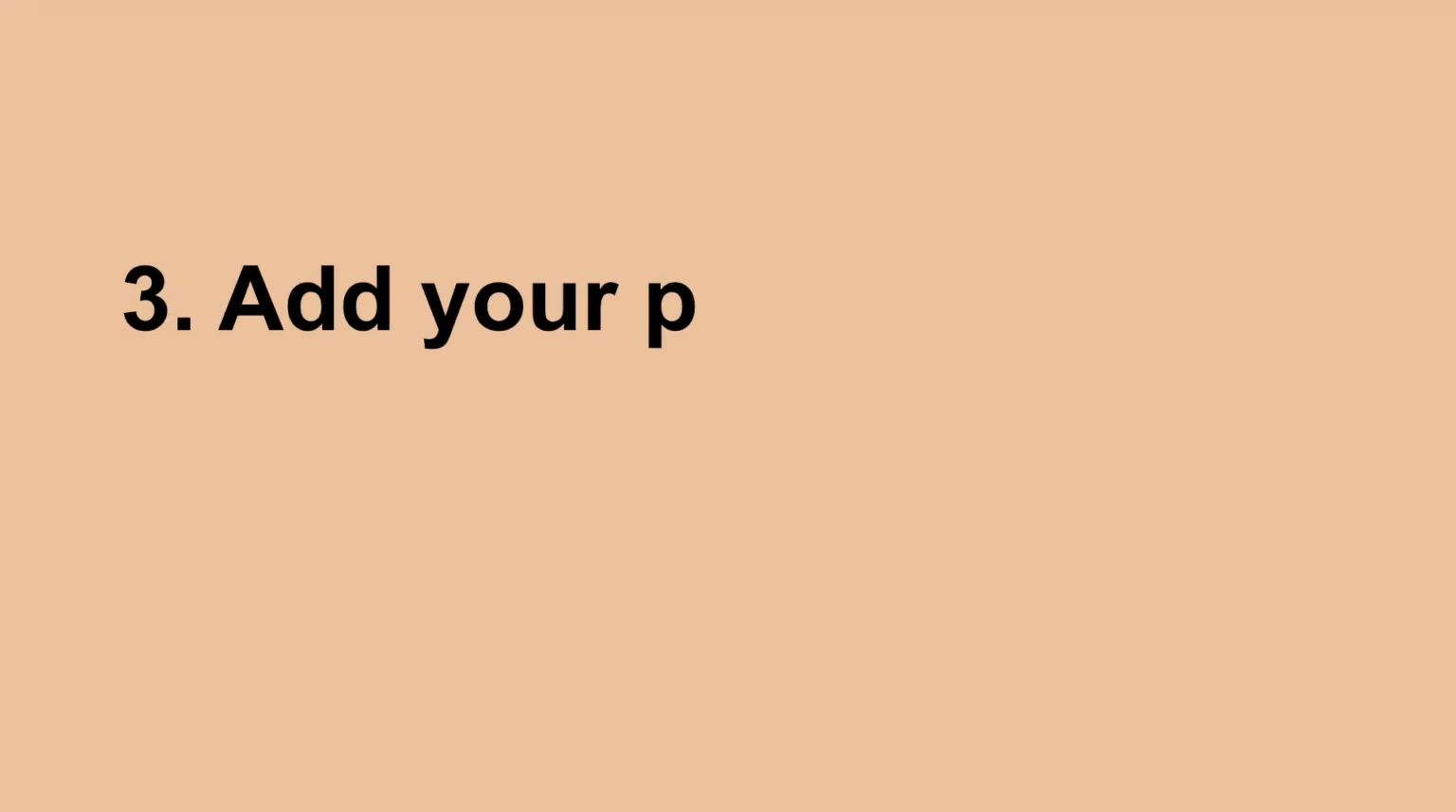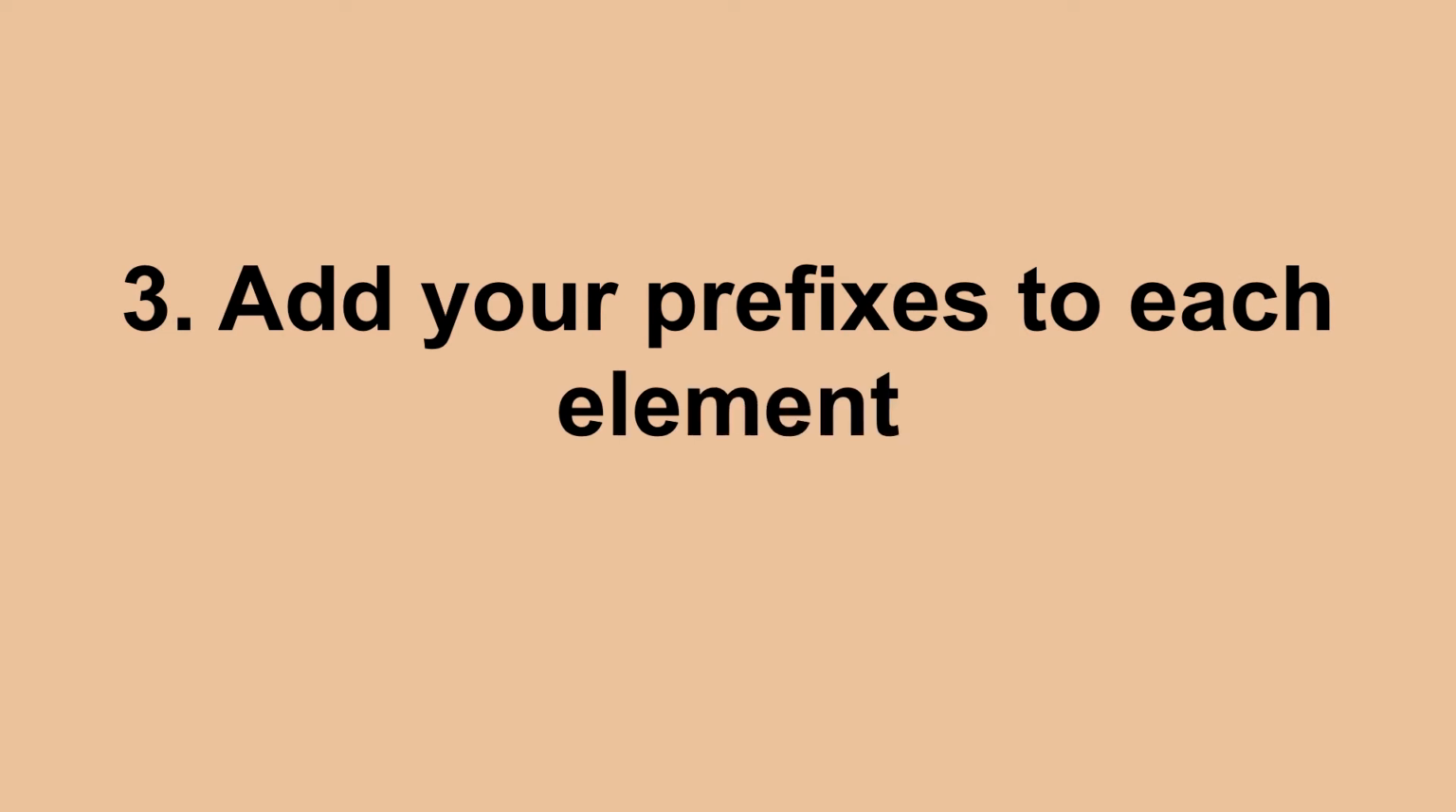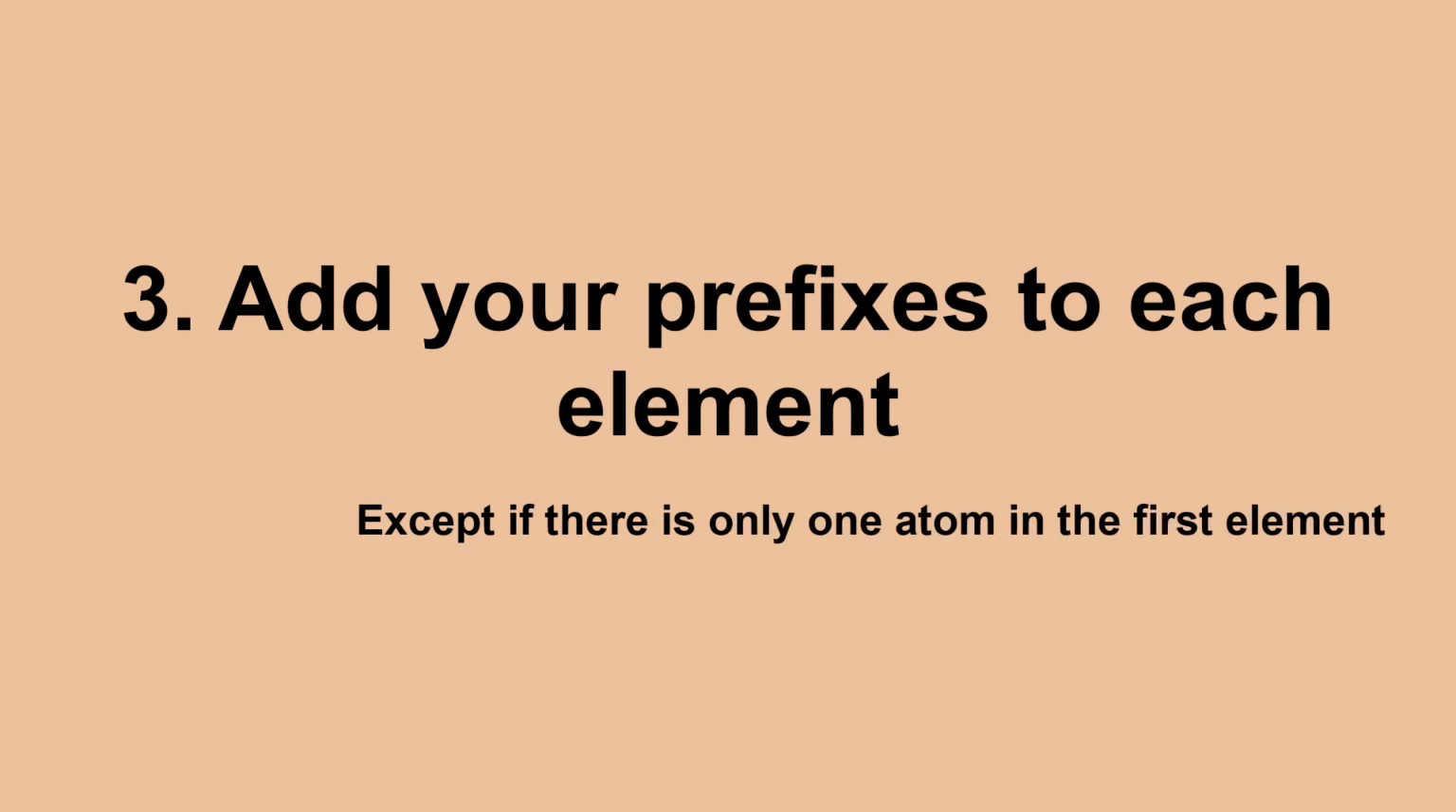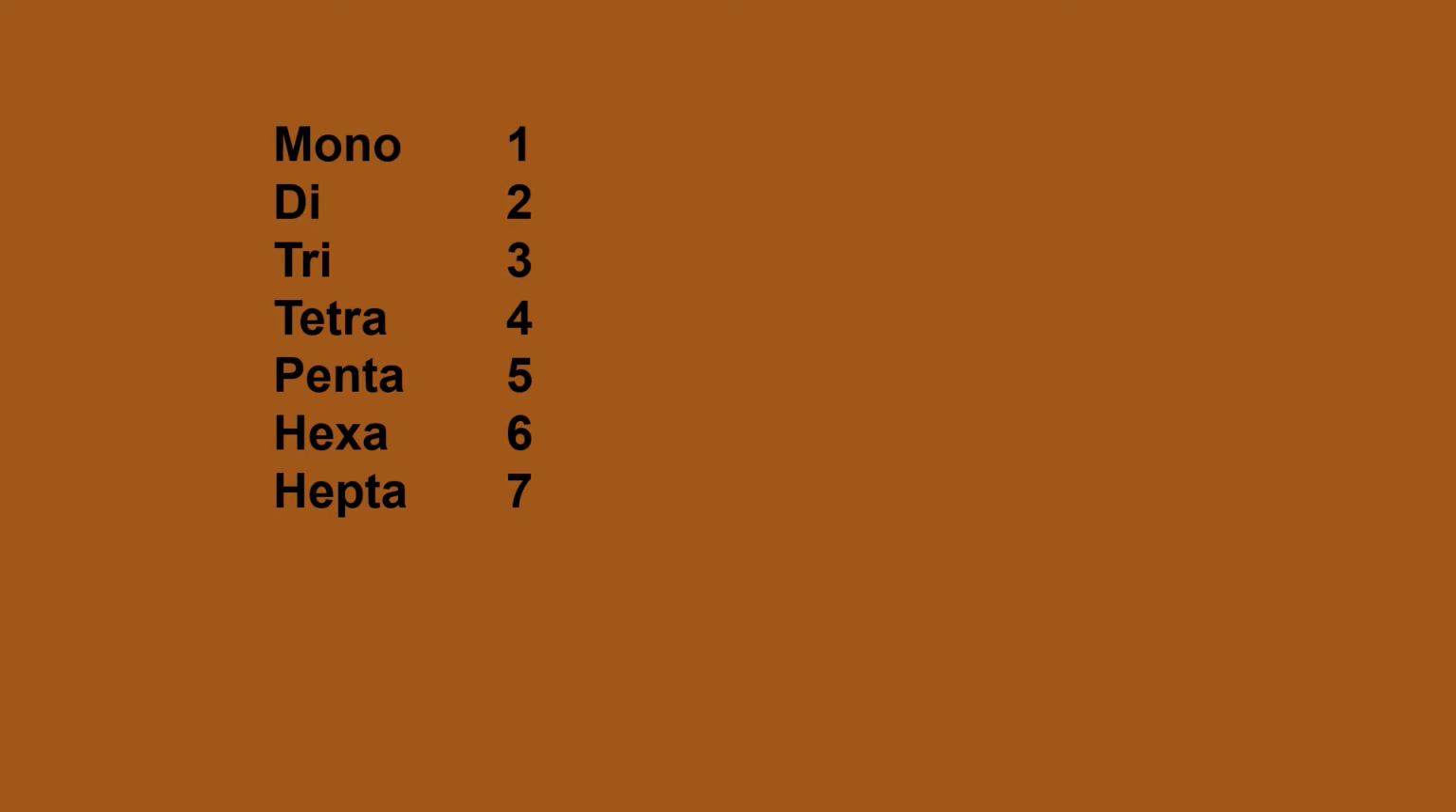On to rule number 3. We will have to include a prefix to show how many atoms of each element are in the compound. The only time you don't list the prefix is if the first element has just one atom. The covalent compound prefixes are as follows: mono, 1, di, 2, tri, 3, tetra, 4, penta, 5, hexa, 6, hepta, 7, octa, 8, nona, 9, and deca, 10.